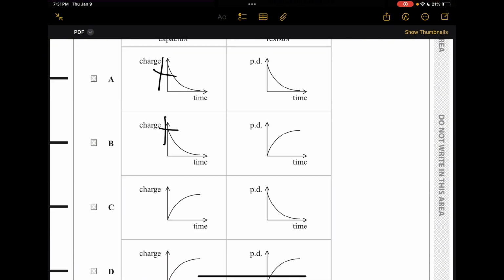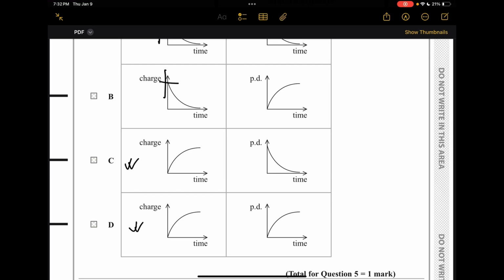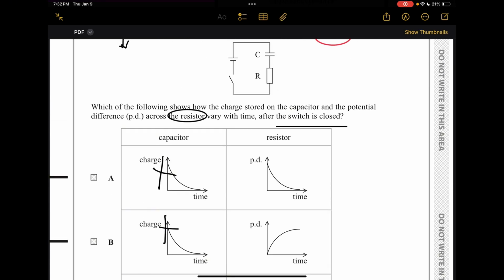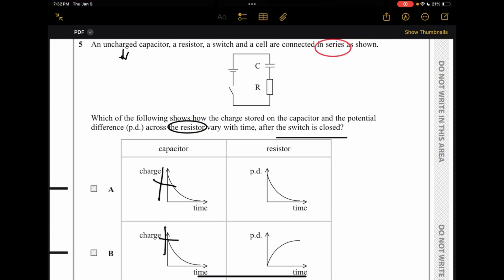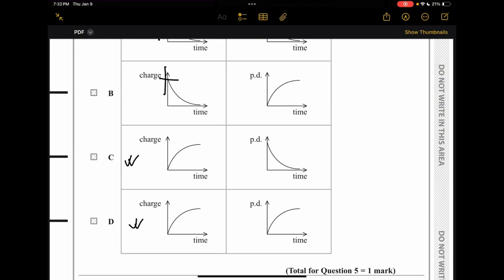Now here comes the PD across the resistor. Our answer will be either C or D because here the charge is increasing. How will the potential difference across the resistor vary? We know EMF is equal to VR plus VC. At the start VC was 0 and VR was equal to the EMF, the maximum potential. But as the switch is closed, the voltage across the capacitor will increase and the voltage across the resistor will decrease. So our correct answer is C because the charge is increasing as it was uncharged before, and the potential difference across the resistor decreases.